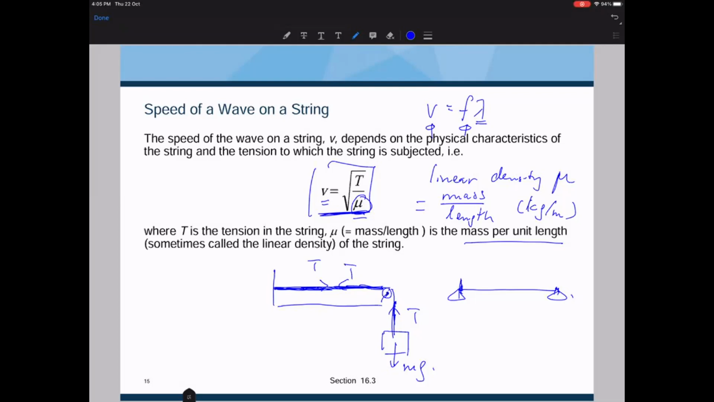So that is how we make use of these facts to adjust the frequency of the violin strings. You could adjust the tension, or you could use thinner or thicker strings in order to adjust the speed of sound and therefore the frequency of the sound played by the violin strings. Okay.